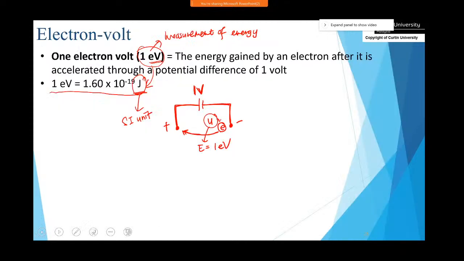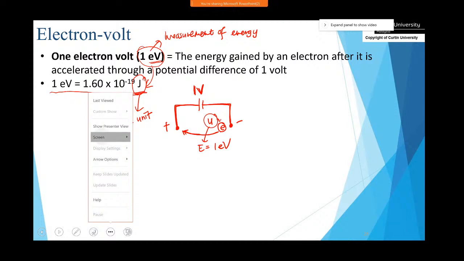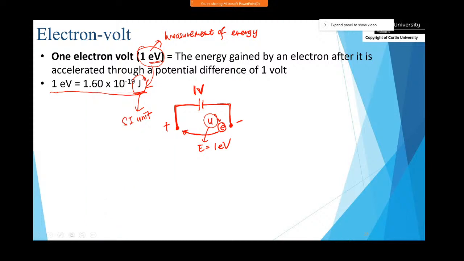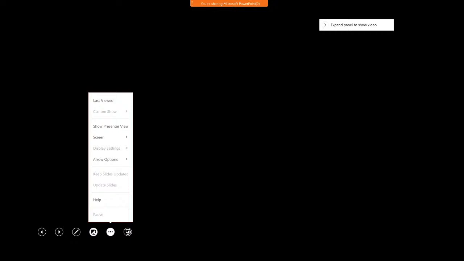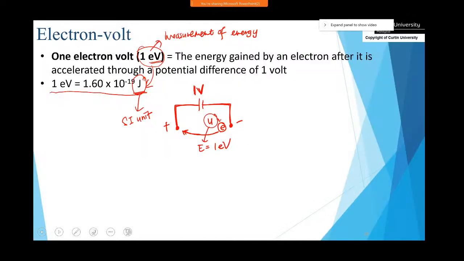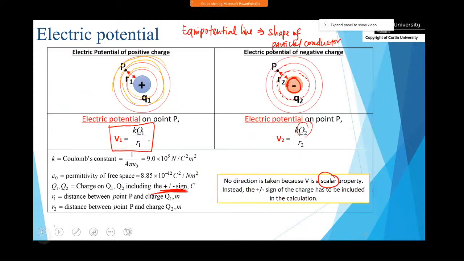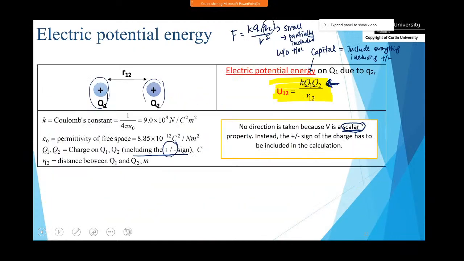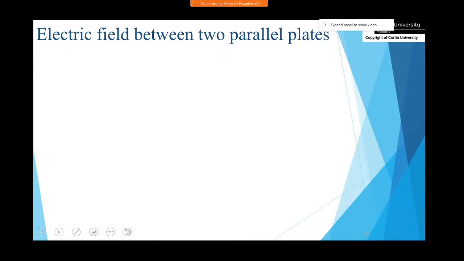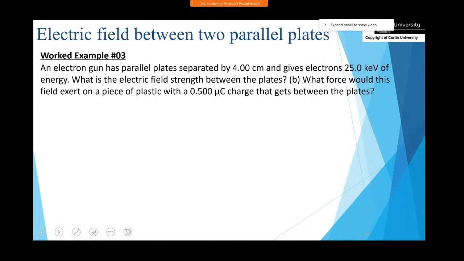Okay, so let's move back to the work example of our parallel plates, the electric field in between 2 parallel plates. Okay, this question, work example 3.